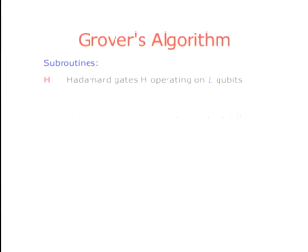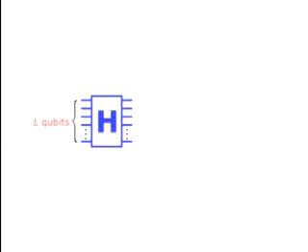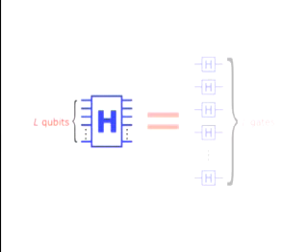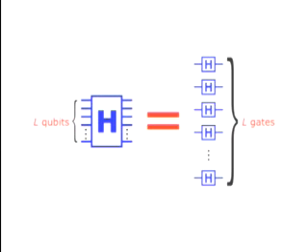The first subroutine involves the Hadamard gate that I introduced last time. It consists of applying a Hadamard gate to each of L qubits. In our case, it's the L qubits in our L qubit register, like this. I'll call this operation boldface H to distinguish it from a single qubit Hadamard gate.